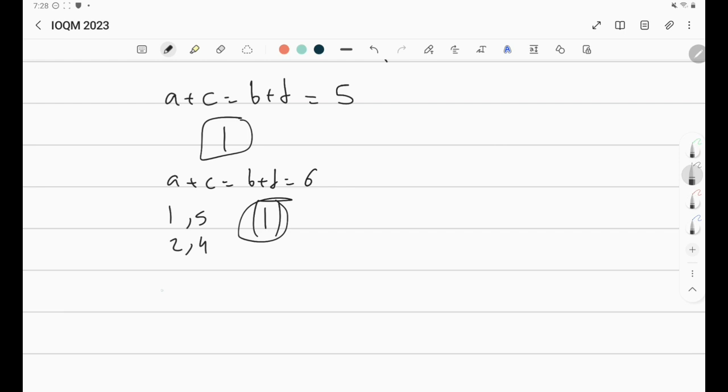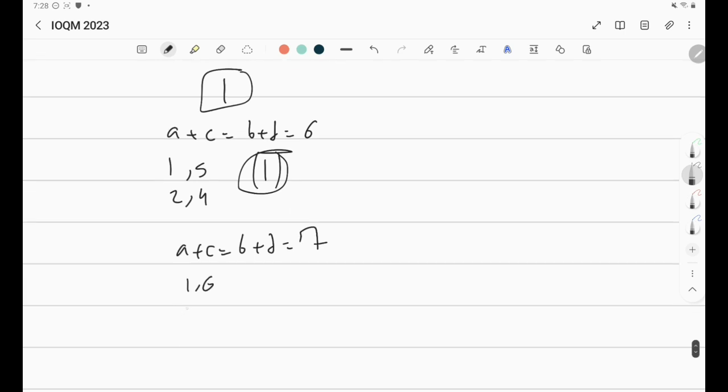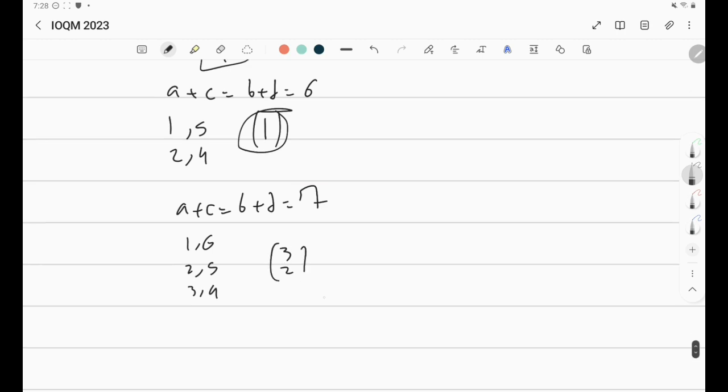If you move on to 7, then do the same thing: 1, 6, 2, 5, 3, 4. Now you can think of it as picking 2 pairs, so it's 3 choose 2. Of course the even case has the same answer, so it's also 3 choose 2. Then it's going to be 4 choose 2 and 4 choose 2, and so on.